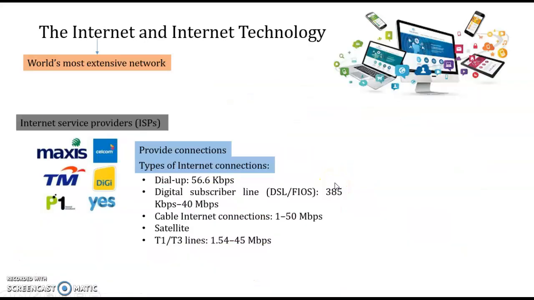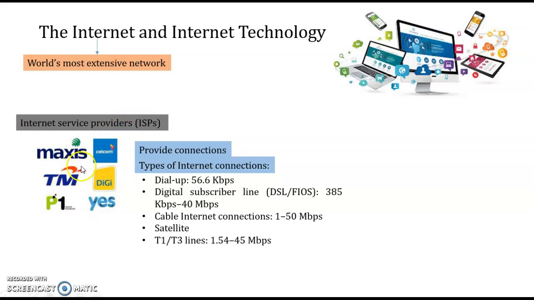So we continue. So the internet technology. So internet is a world most extensive network. Okay, world most extensive network. And so internet also we have ISP. We call it ISP. The ISP is the company who provide the internet service to us.